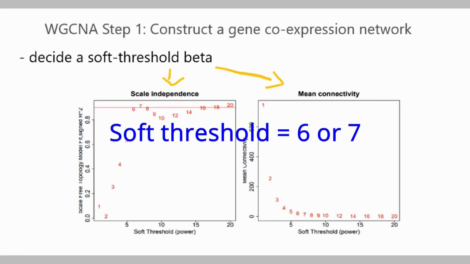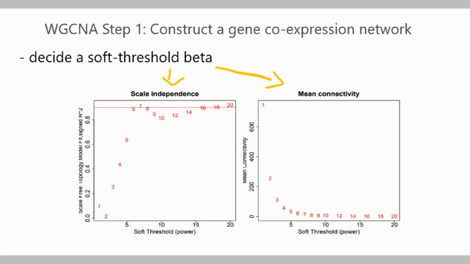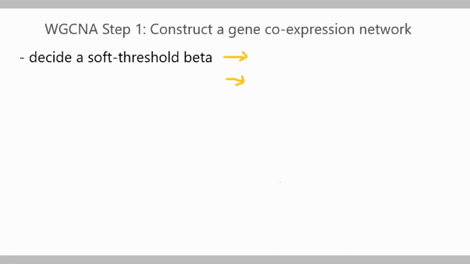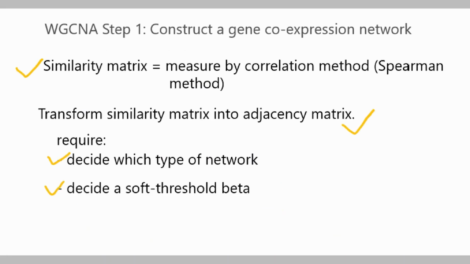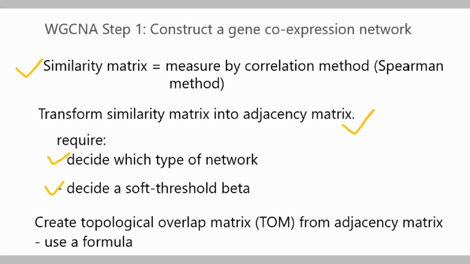By choosing a correct soft threshold value, WGCNA raises the correlation matrix up to a power beta, so the degree distribution will fit a small-world scale-free network. Once a soft threshold is determined, we can calculate the adjacency similarity by using a formula. And now we have to create the topological overlap matrix (TOM) from the adjacency matrix.